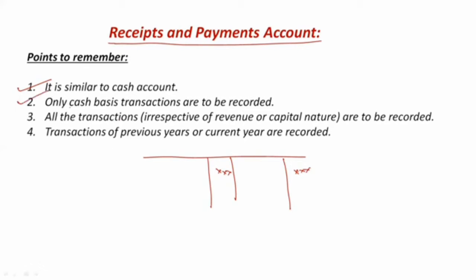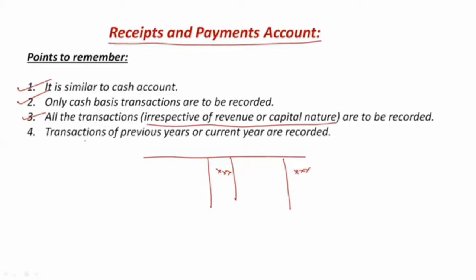Third, all the transactions irrespective of revenue or capital nature are to be recorded. You may not understand this point now, but when you prepare the income and expenditure account, you will definitely understand it. Currently we have to remember that we take all transactions, be it short term or long term, it doesn't matter. The items may occur again and again during the course of business, or they may occur once in a lifetime, it doesn't matter. We have to take each and every transaction here.